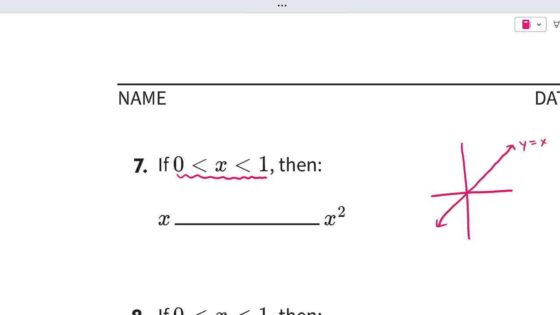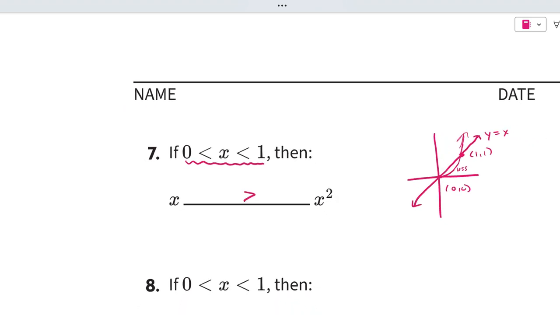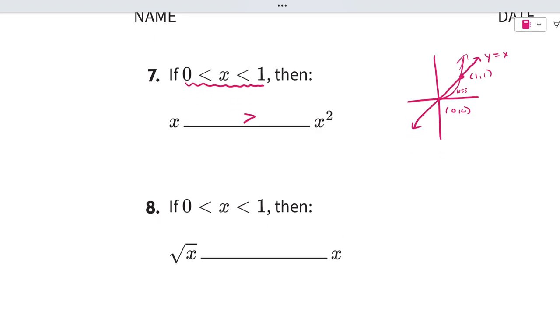So y equals x. And we have 0, 0. And I'm going to put 1, 1 right there. Just a quick sketch. So x squared also has that property, but we curve down before we get to that 1, 1. So anything between 0 and 1, this is actually less. That x squared graph is less. So the greater value is y equals x, or x is going to be greater than x squared between 0 and 1.